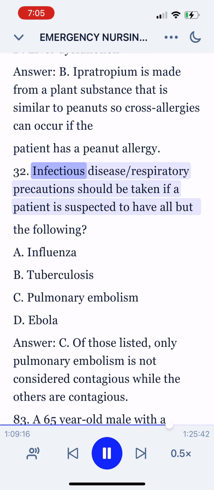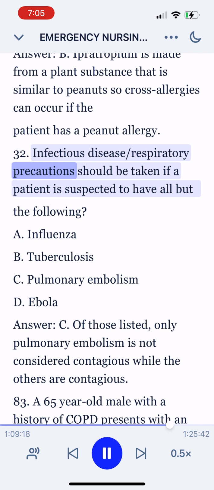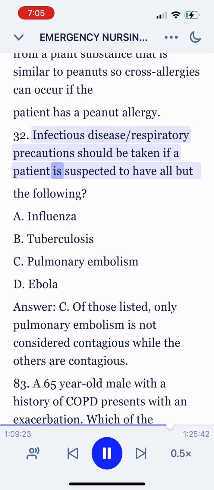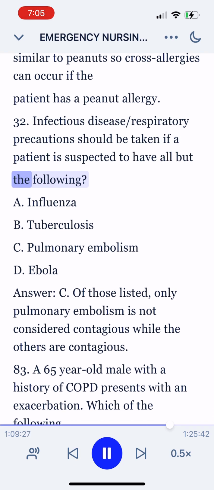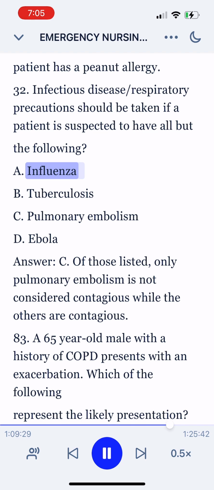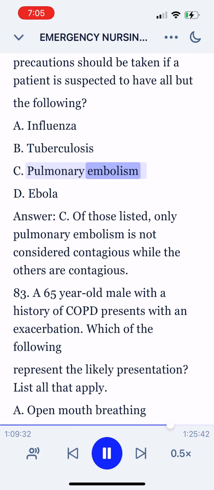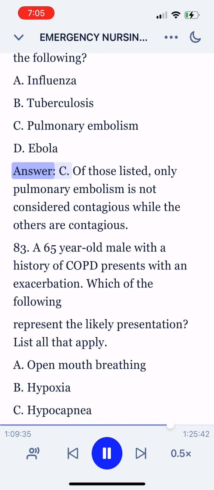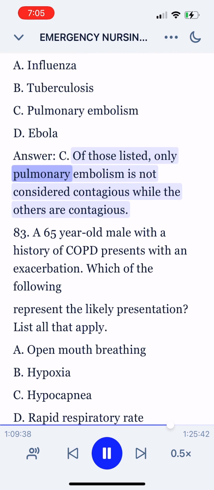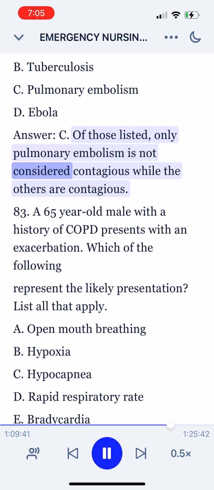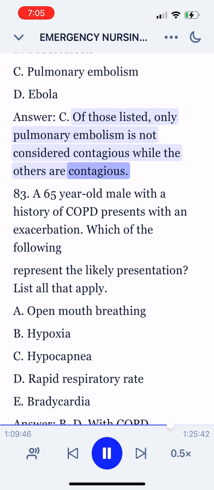82. Infectious disease respiratory precautions should be taken if a patient is suspected to have all but the following: A. Influenza. B. Tuberculosis. C. Pulmonary embolism. D. Ebola. Answer C. Of those listed, only pulmonary embolism is not considered contagious while the others are contagious.